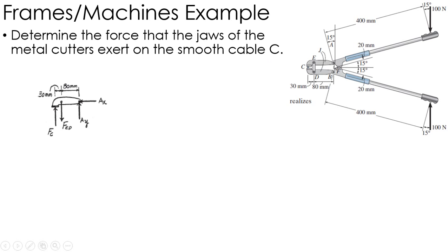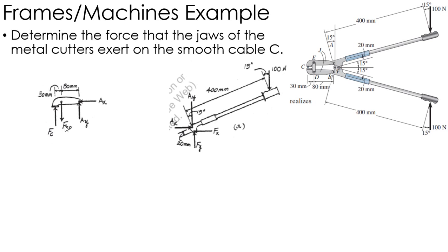Now, at A, I have a pin here, but of course that's connected to a three-force member, so I don't know the direction. It's a pin, so I'm just going to draw AX and AY, again unknown. So in this free body diagram, I have four unknowns, but I only have three equations, so I'm going to need to draw another portion to get enough equations to solve for the unknowns.